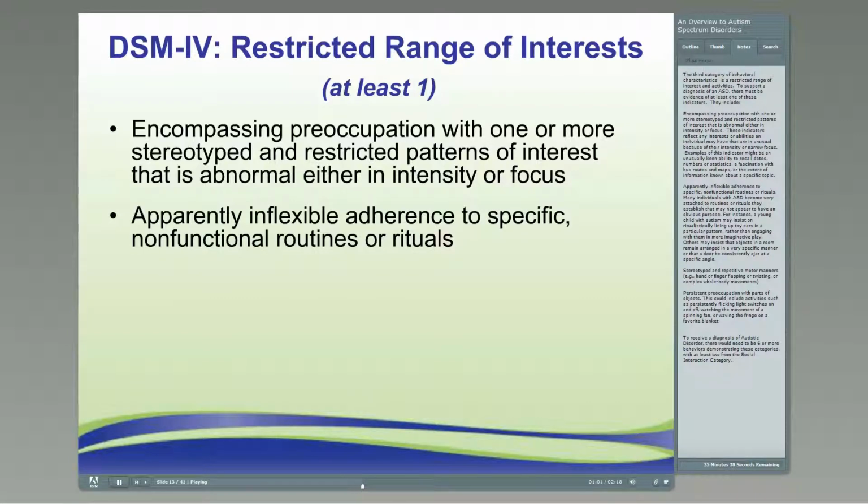Apparently inflexible adherence to specific non-functional routines or rituals. Many individuals with autism spectrum disorder become very attached to routines or rituals they establish that may not appear to have an obvious purpose. For instance, a young child with autism may insist on ritualistically lining up cars in a particular pattern rather than engaging with them in more imaginative play. Others may insist that objects in a room remain arranged in a very specific manner, or that a door be consistently ajar at a specific angle.